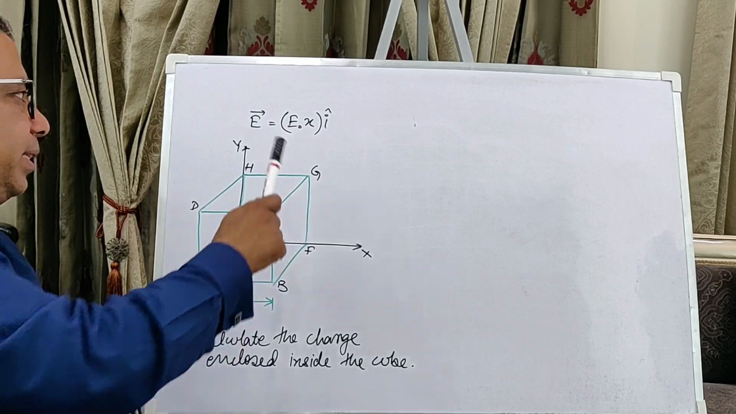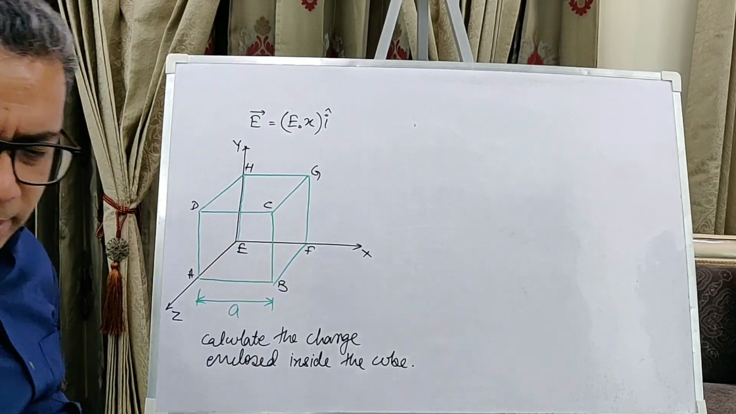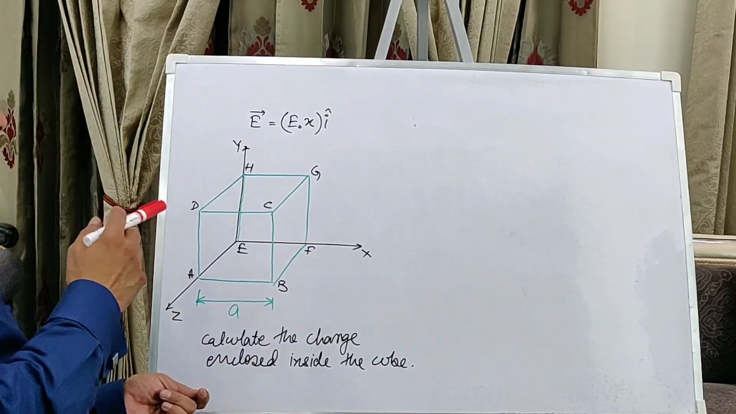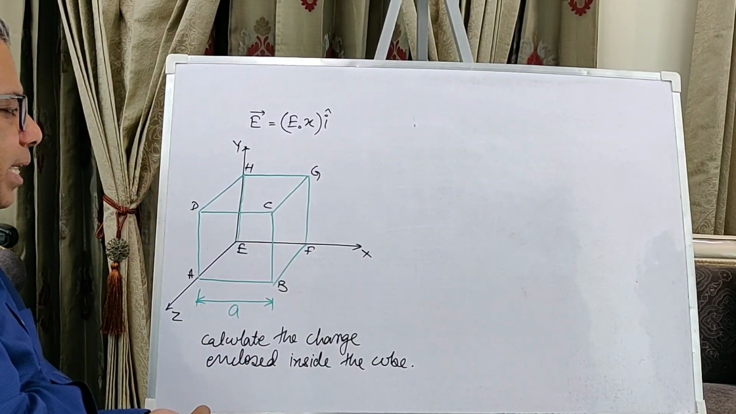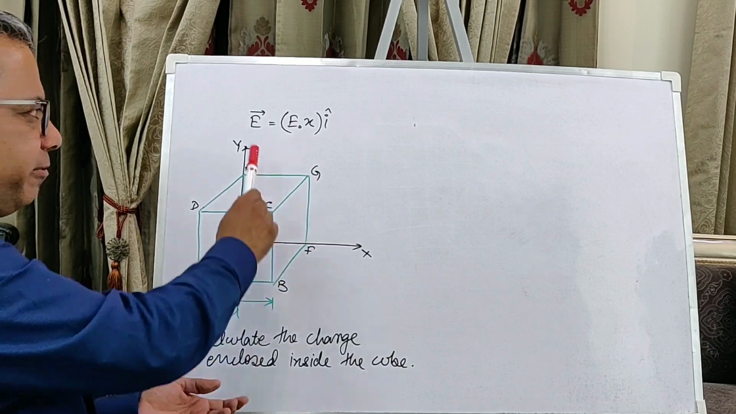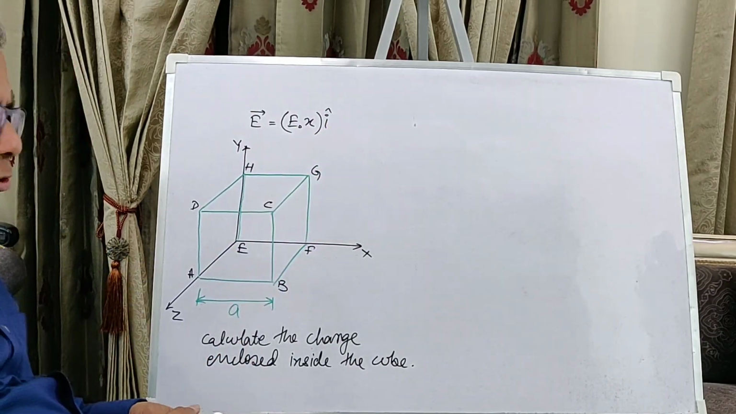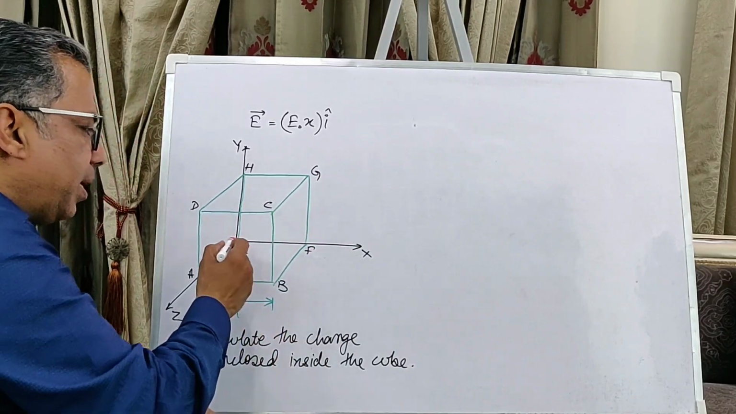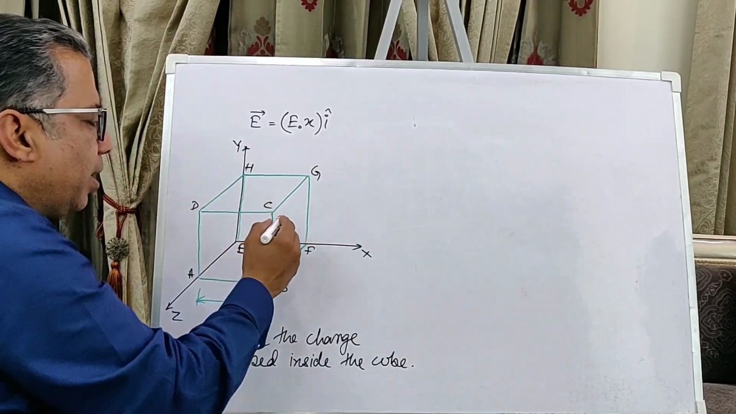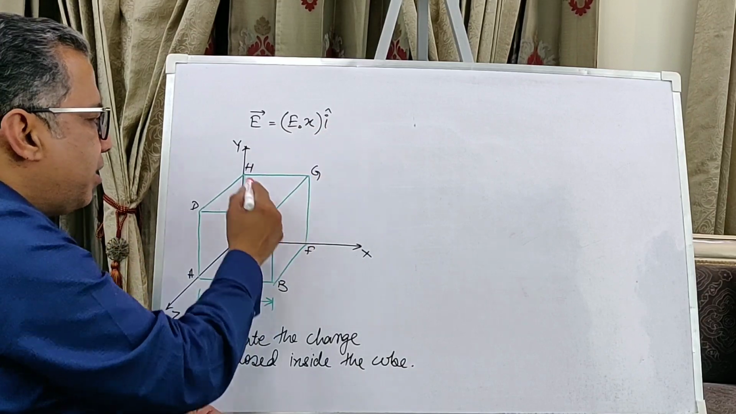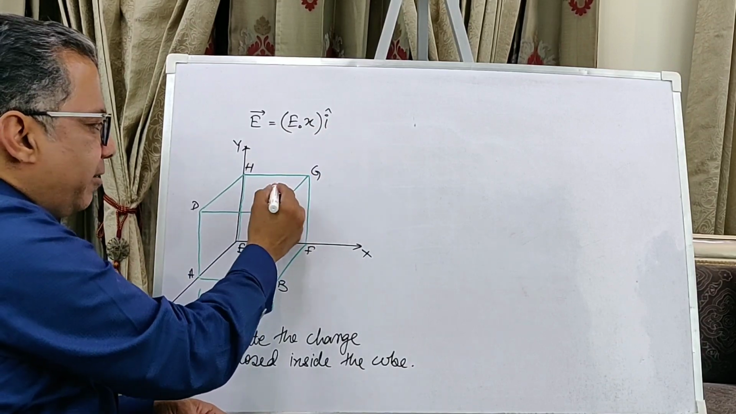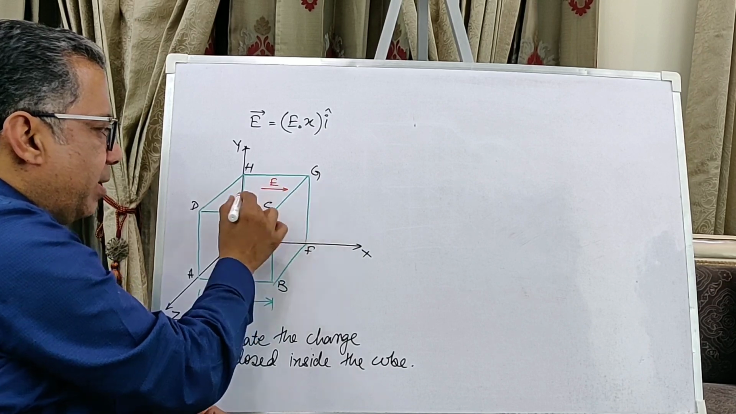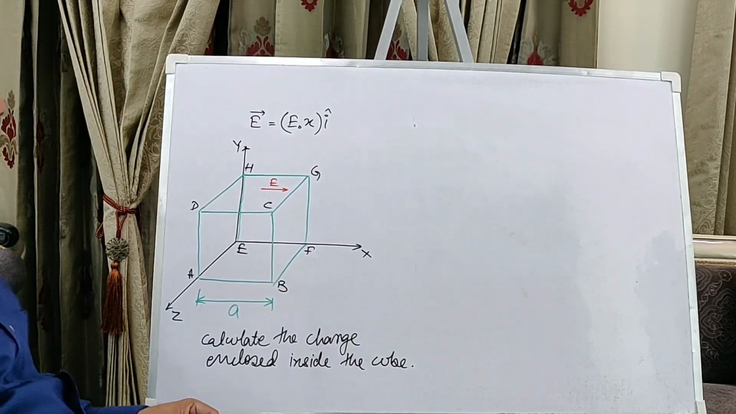Now the direction of this electric field is the x-axis direction. So what we'll be doing now is calculating the flux of this field through each of the individual faces of the cube. Let's start with EFGH. Now the field is in x direction, so as far as the surface EFGH is concerned, this is the electric field in positive x direction.